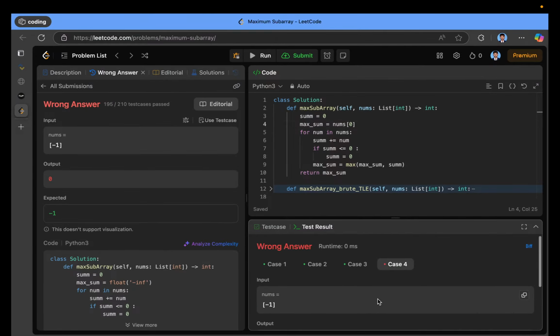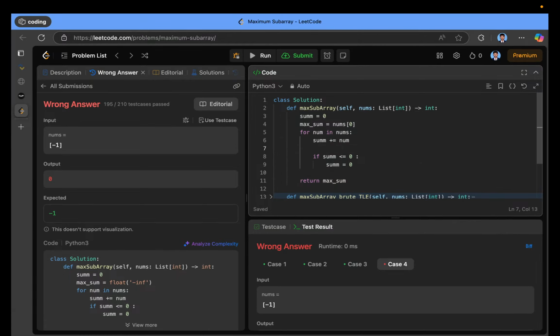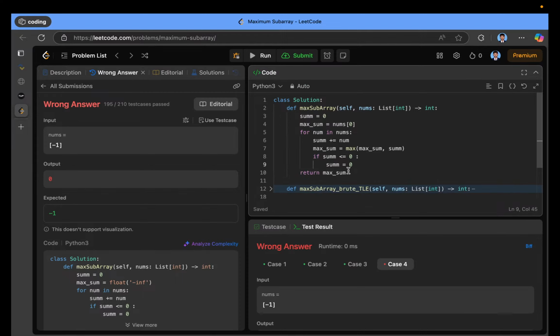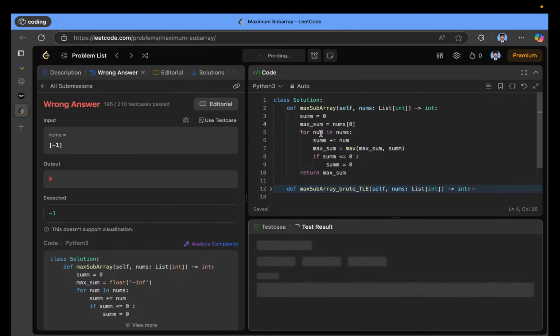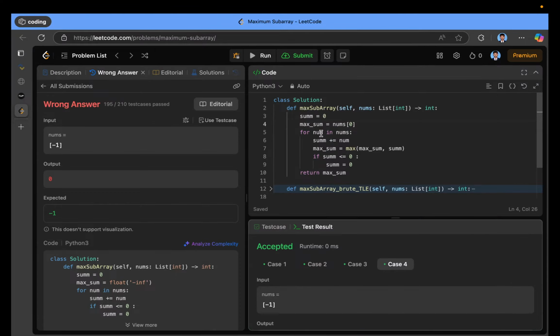Now what should I do? Okay, now I understand. I just have to put this line above this, and then ta-da! Maximum. Okay, run. Nice. Run.